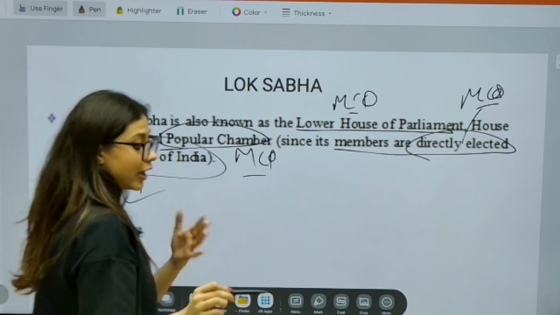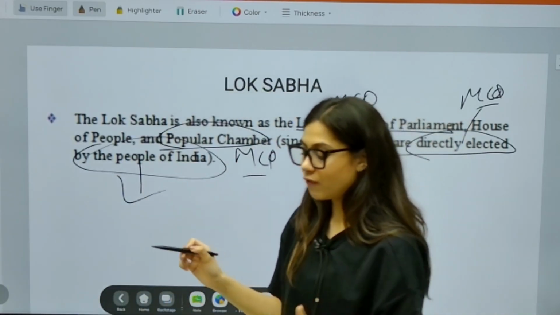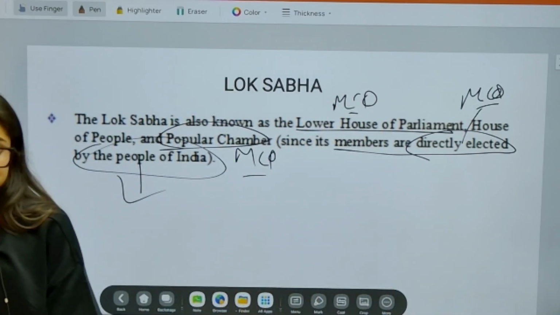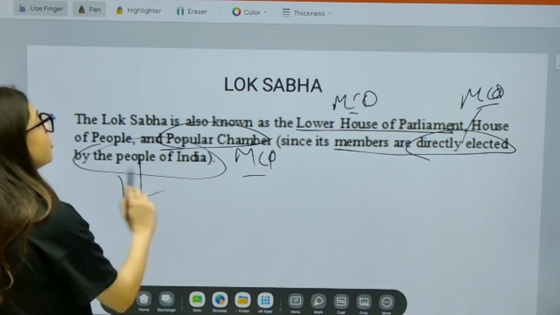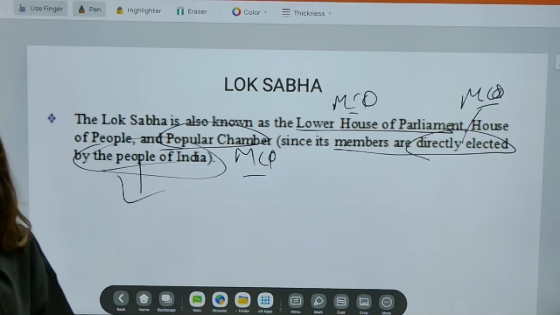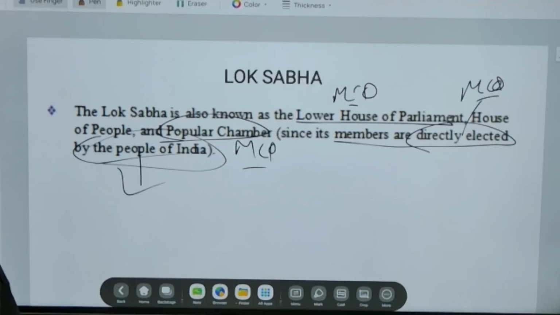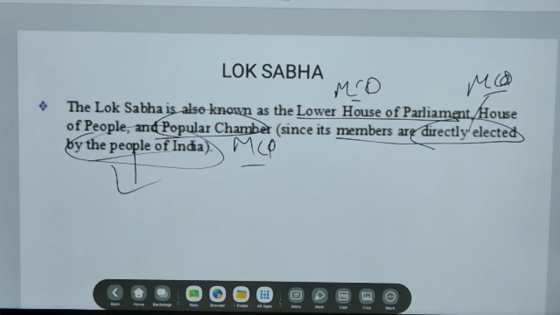So the people of India, when we are above the age of 18, we participate in the election and we vote in the election of Lok Sabha. So we directly choose our representatives. Fine, this is Lok Sabha.